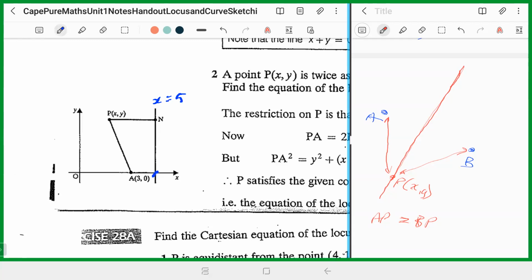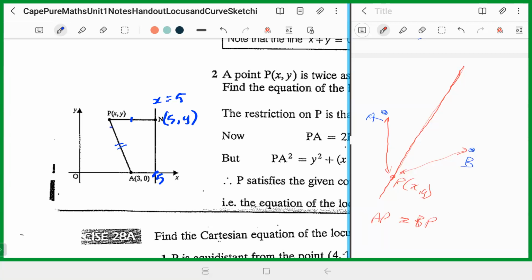Right here, the x coordinate is 5. And then this is the point A, which is (3, 0). And what they're saying is that this distance is twice this one. So this distance is equal to 2 times this one. Note that this point would have the same y value as this. So this point will be the point (5, y).